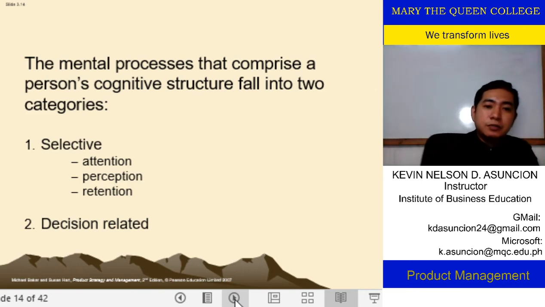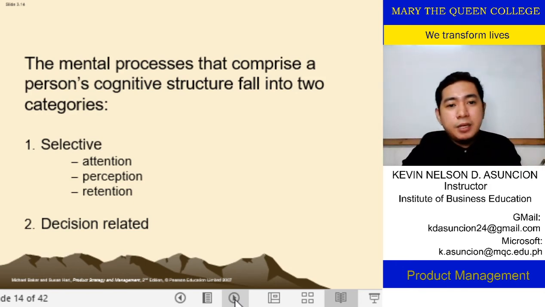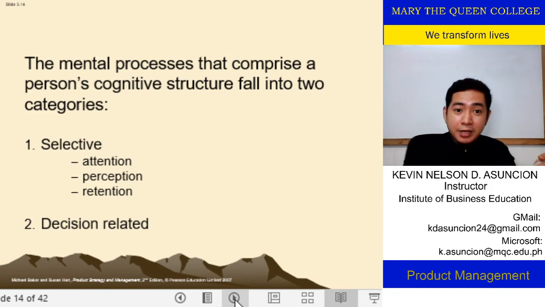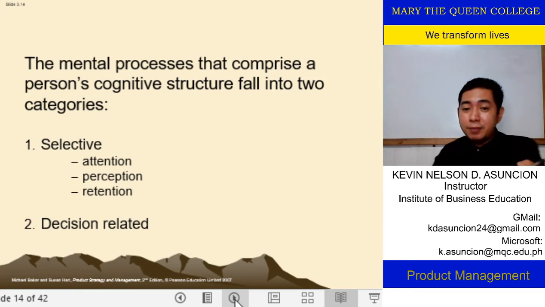Selective cognition is focused on the attention, perception, and retention. So paano ba? Selective means you're selecting the attention. Merong mga tao nakikinig pero pinipili niya yung pinapakinggan niya. So parang ganun ang dating. Perception is meron siyang sariling perspective, na minsan ay pipiliin niya lang yung kung anong pinaniniwalaan niya. And then selective retention, pipiliin niya kung ano lang yung i-retain niya. Parang sa pag-aaral niya, that's part of the cognition, eh. And then there are decision related.